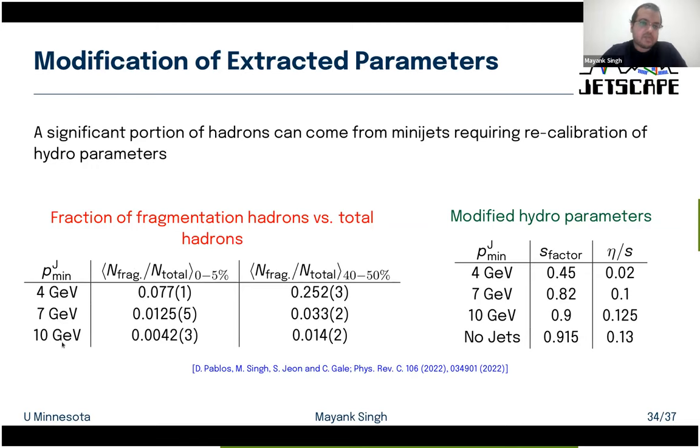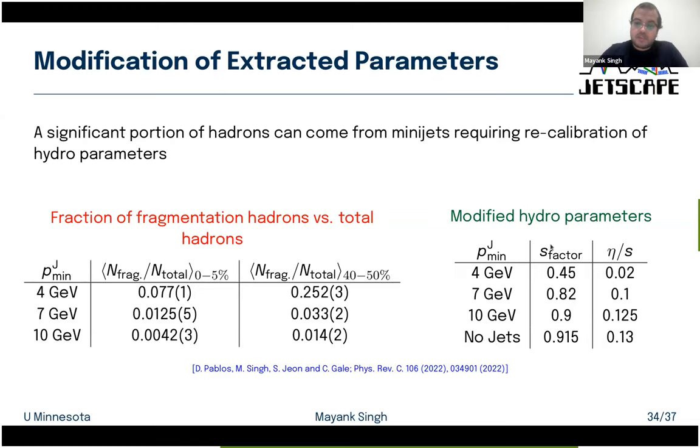Now, whether you should include everything over 4 GeV is a questionable thing. That's why there are three different cutoffs. It's not very obvious at what point hydro should stop and at what point jet physics should take over. It's probably not even a clear line. So we need more realistic models which smoothly match the two regimes. But as a first step, for different cutoffs, you have substantial energy contribution coming just from mini jets, and that requires recalibration.